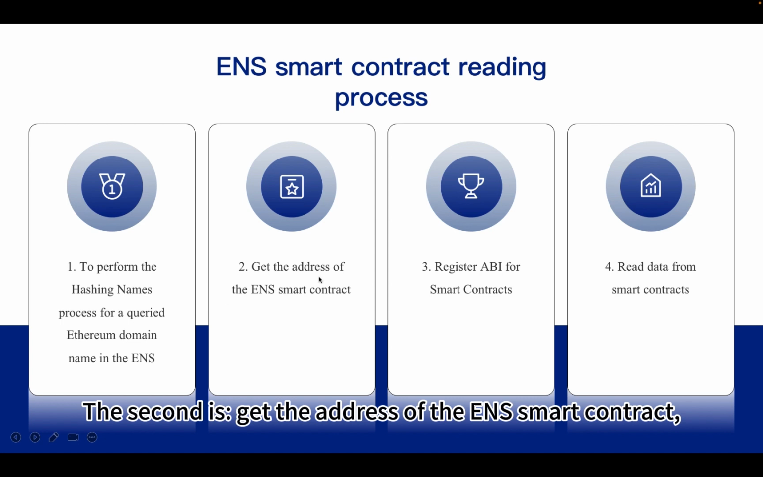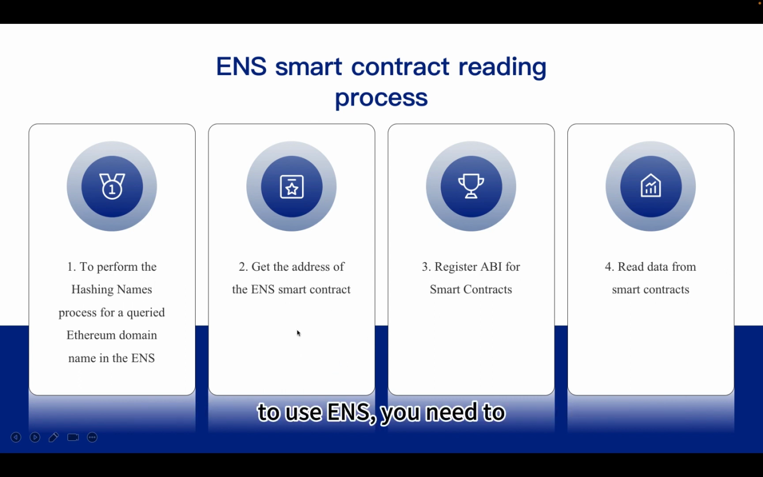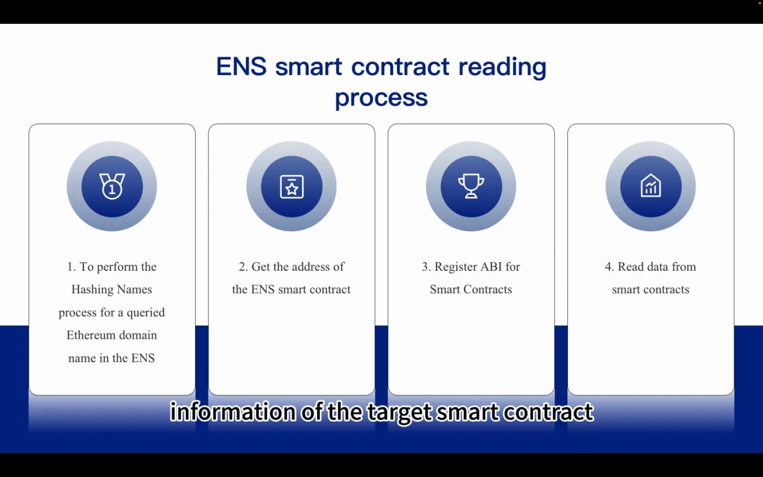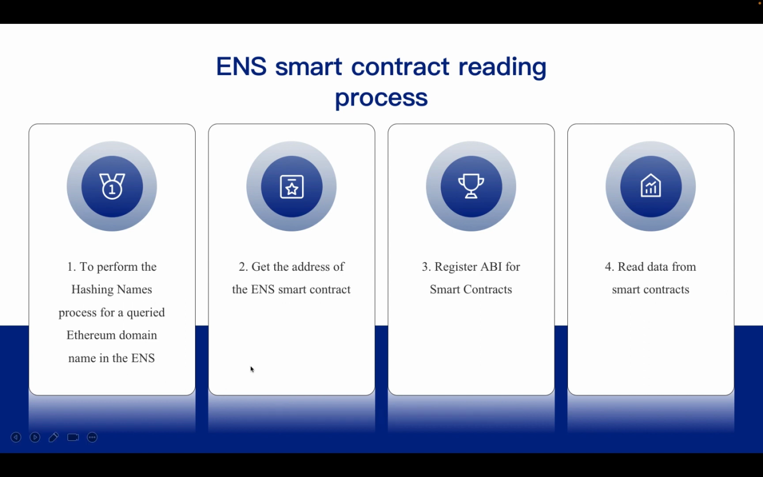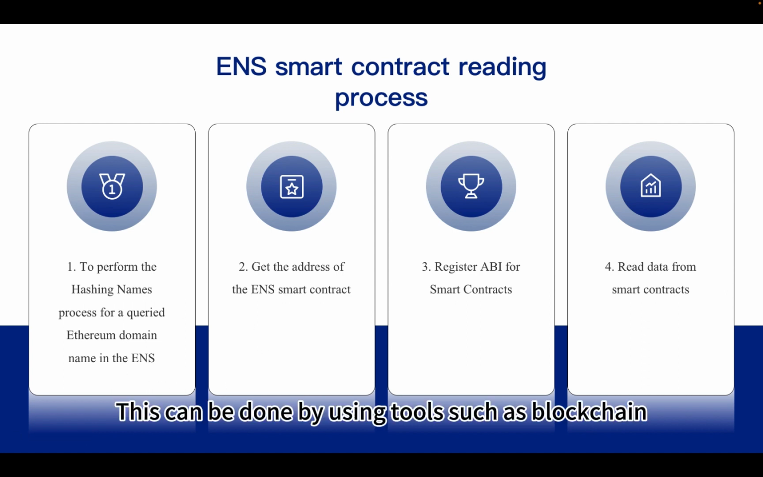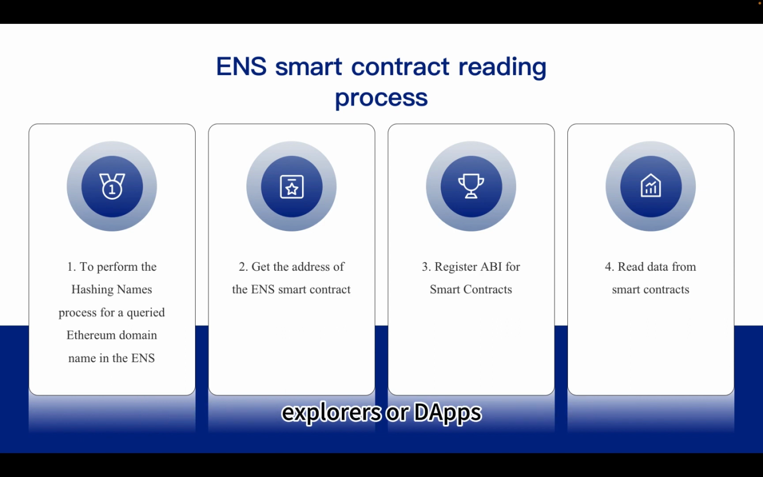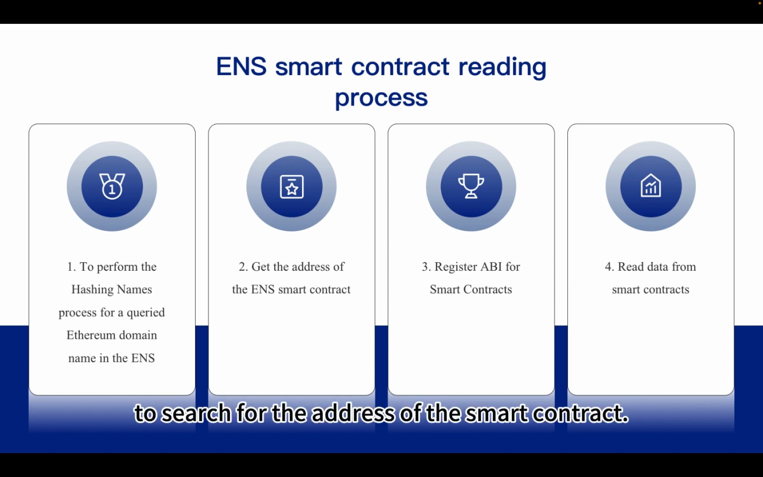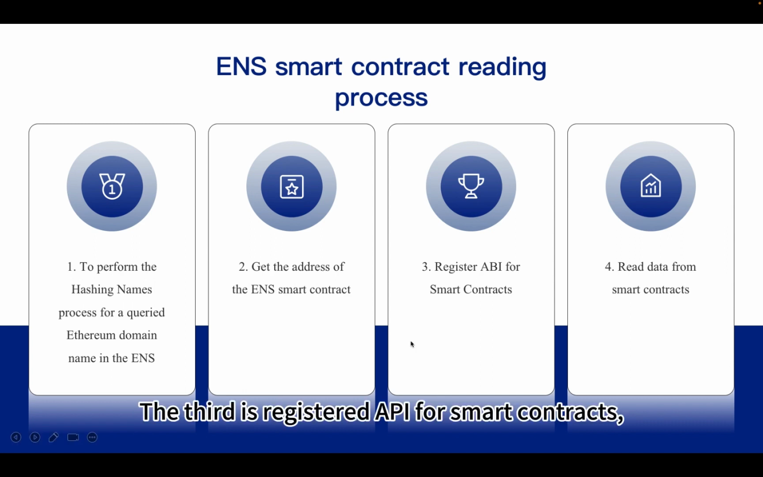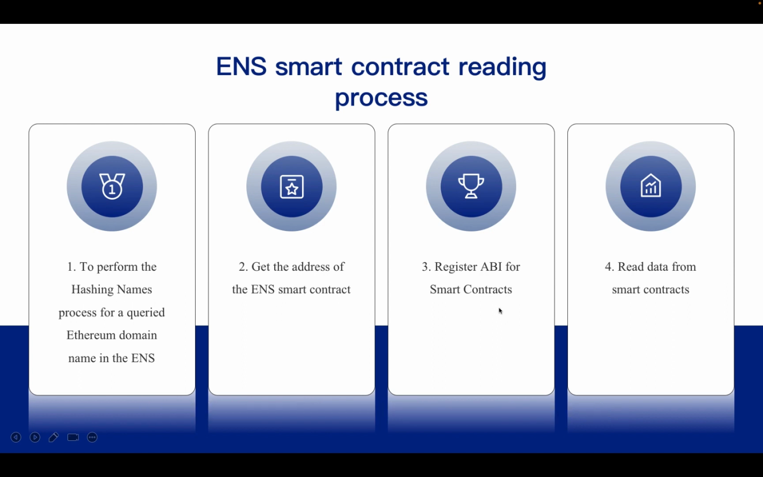The second is to get the address of the ENS smart contract. To use ENS, you need to obtain the address information of the target smart contract on the Ethereum network. This can be done by using tools such as blockchain explorers or dApps to search for the address of the smart contract. The third is to register the API for smart contracts.